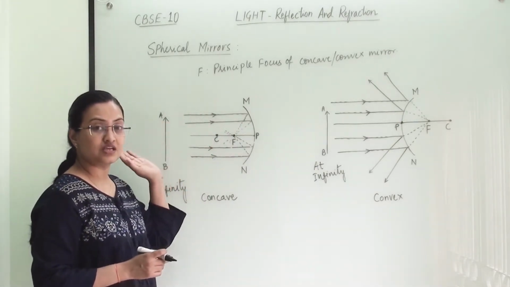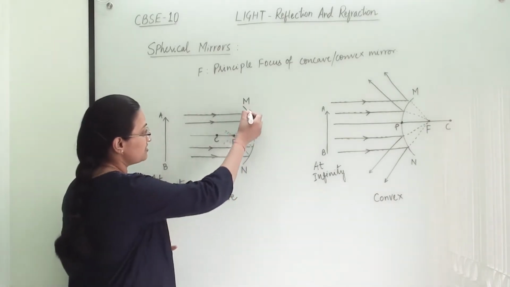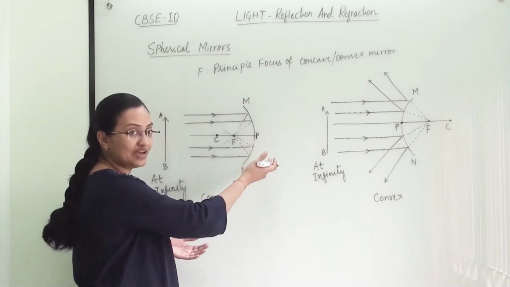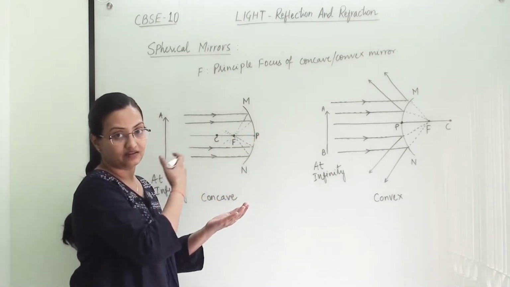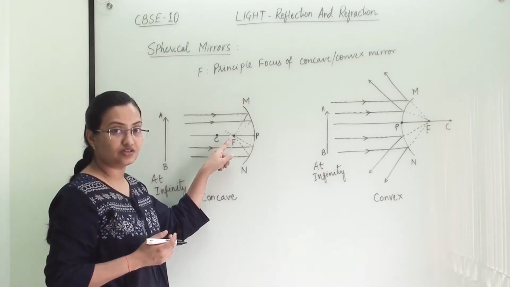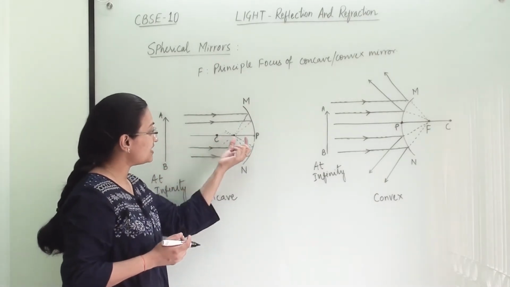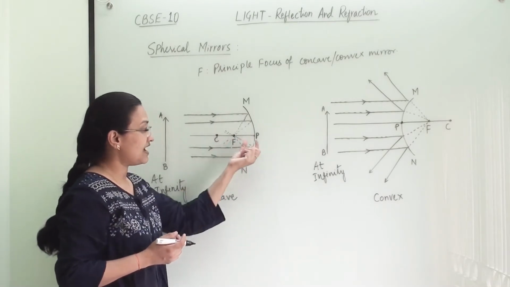Incident rays means they are falling on the concave mirror, and this is a reflecting surface. So from there they will reflect back, and they will intersect with each other at one particular point. That point is lying in between C and P.